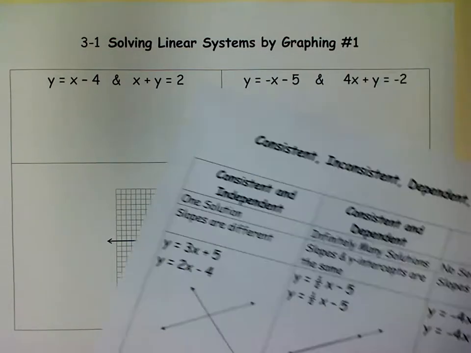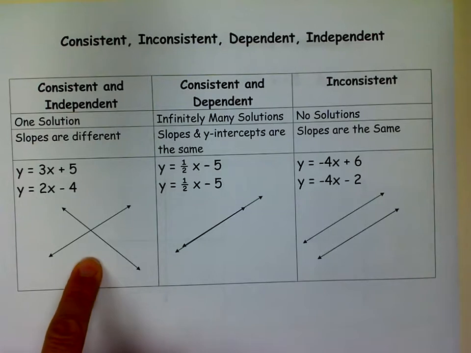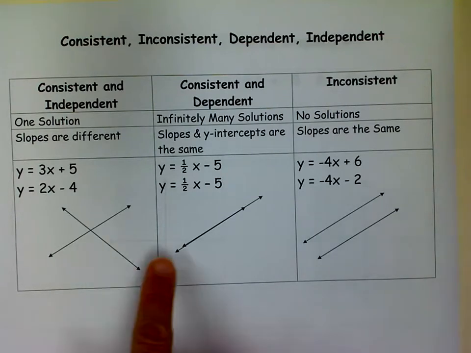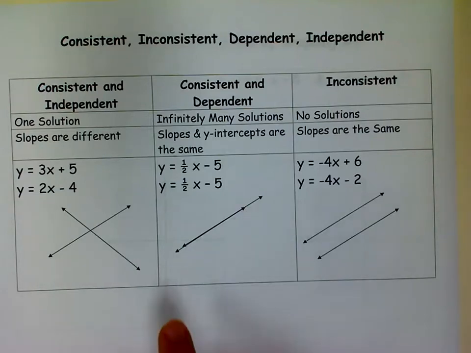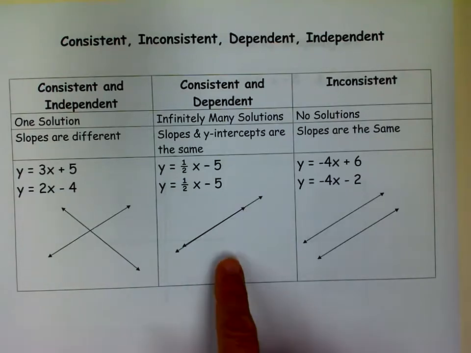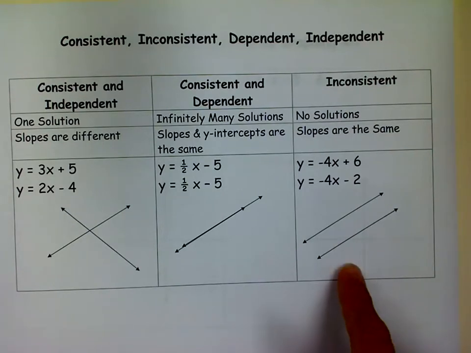So real quick, let's remember what can happen when I have 2 lines. They can intersect once and have one solution. They can be the same line, so they're on top of each other and have an infinite amount of solutions, or they can be parallel and not intersect at all, which means they have no solutions.